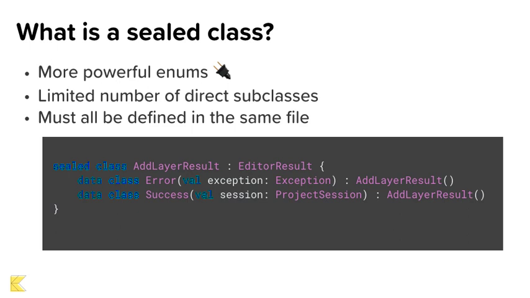So if you have another class or another file, you can't put add layer results as the parent class. It has to be in the same file, and it has to be defined within here, otherwise Kotlin's not going to like it. Okay, so why? This is a bit of a strange feature, right? Why would we like it so much, and why would it be Rebecca's favorite feature?